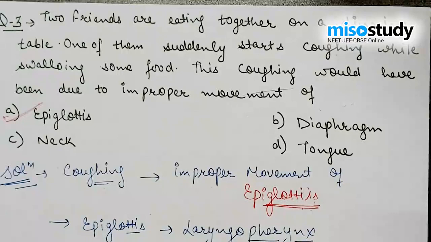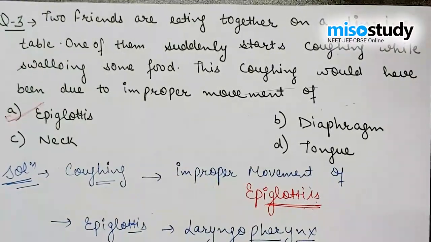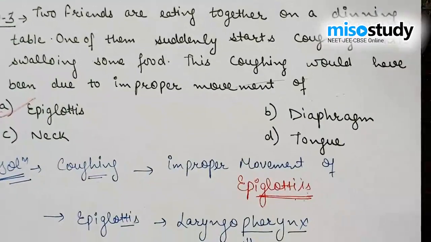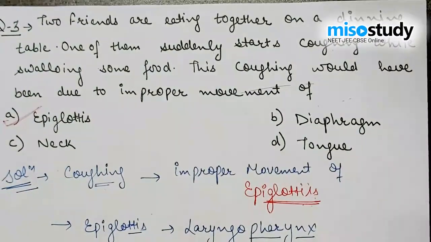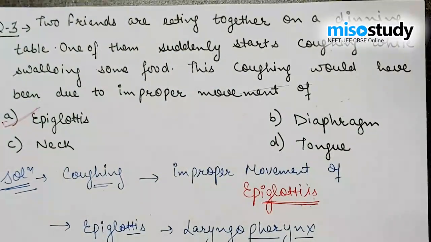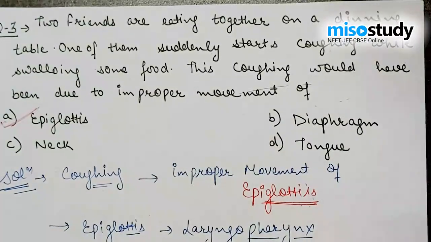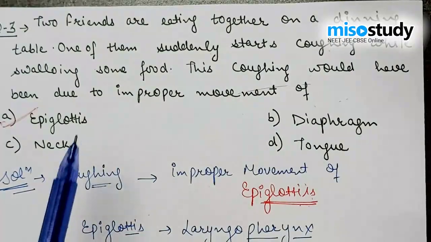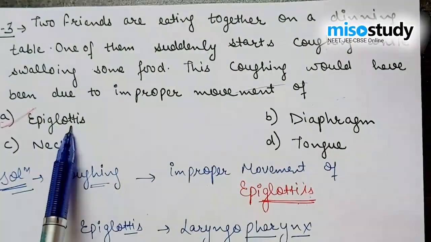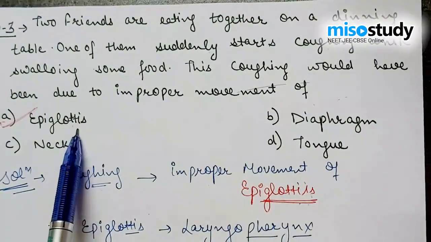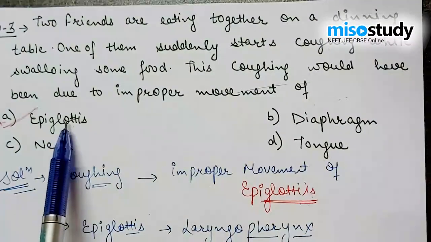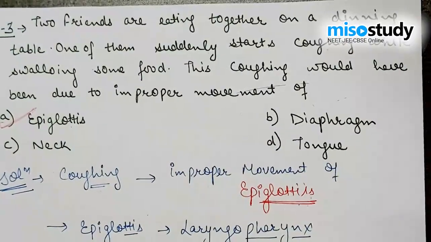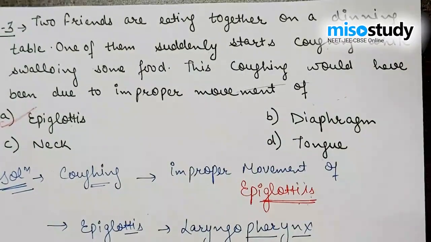Why A is right: the epiglottis is a bilobed leaf-like cartilage that generally covers the opening and prohibits food from entering the windpipe, the trachea. So a person faces cough because of the entry of some food particles into the trachea, the windpipe, because of improper movement of the epiglottis.